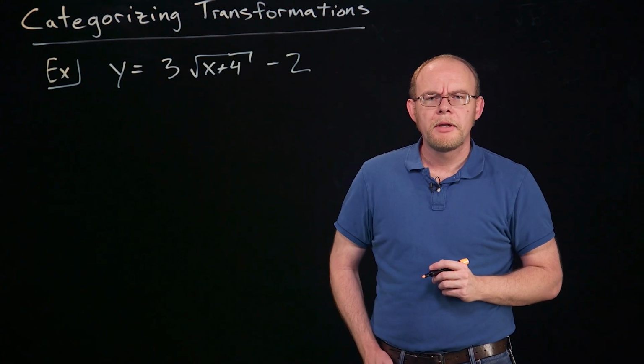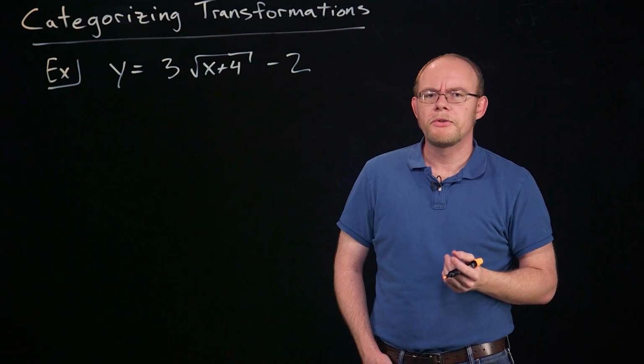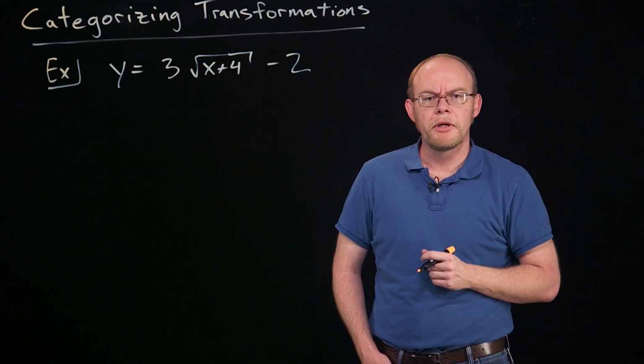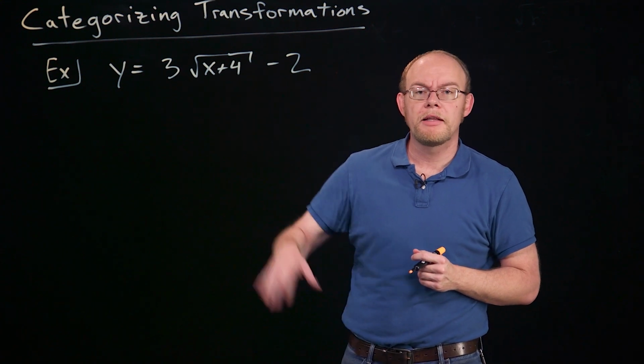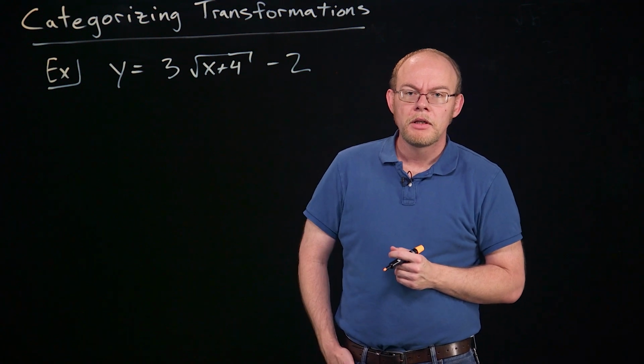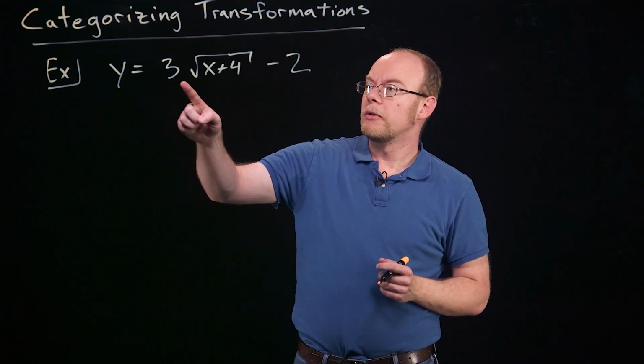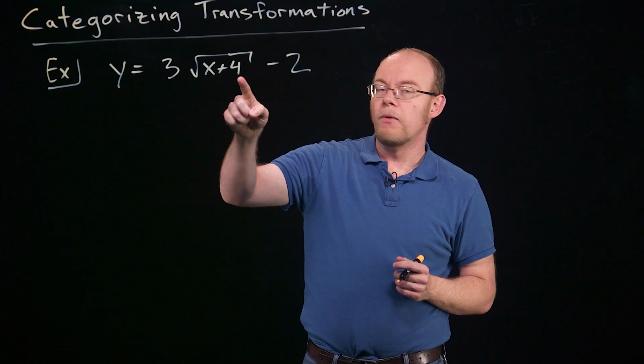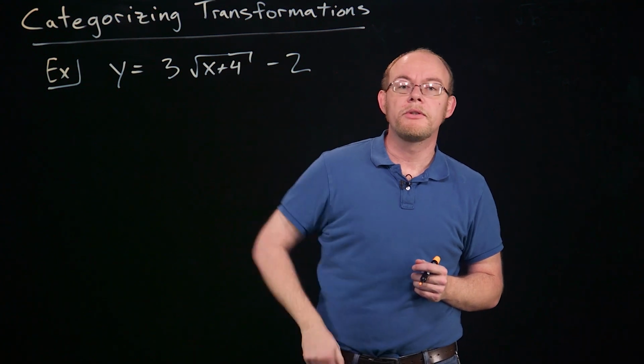Okay. Now that we have a general sense of how to associate various operations with our transformations, let's go ahead and apply that to a specific example here. Now, if we look at this, we have y is equal to 3 times the square root of x plus 4, close the square root, minus 2.